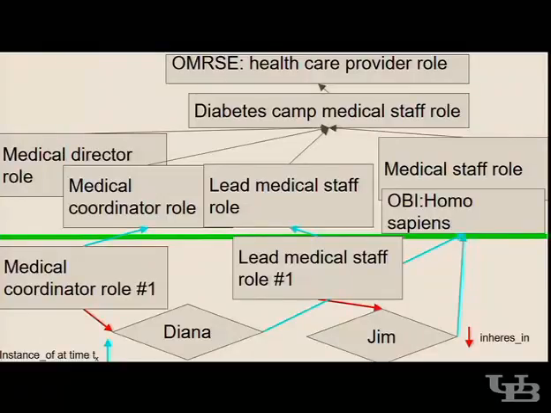It's important to note also that there is a relational quality between instances of Homo sapiens in whom certain roles inhere. For example, the instance of human being in whom a specific instance of medical director role inheres has authority over all other human beings in whom other instances of other diabetes camp medical staff roles inhere. Medical coordinator would have authority over lead medical staff and medical staff, but not over medical director. So it's like in the leftward direction, we'll say.